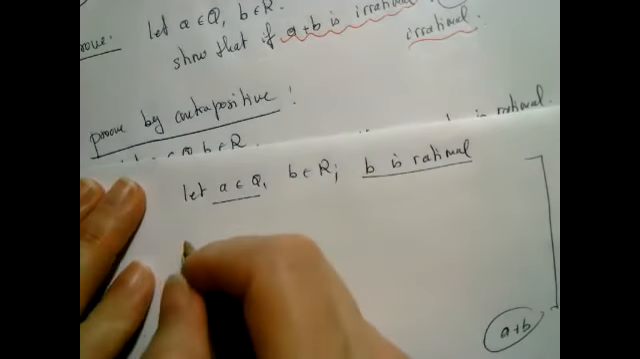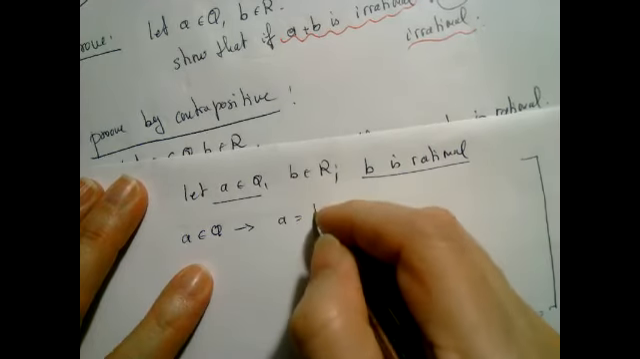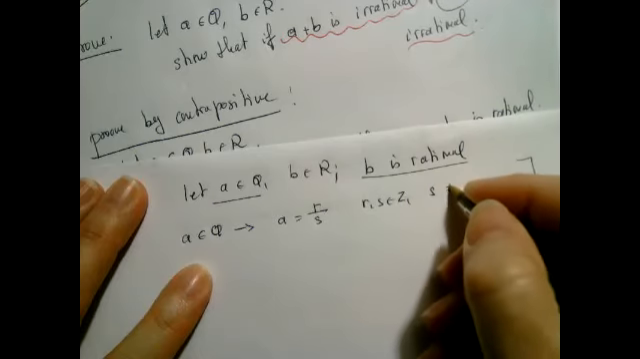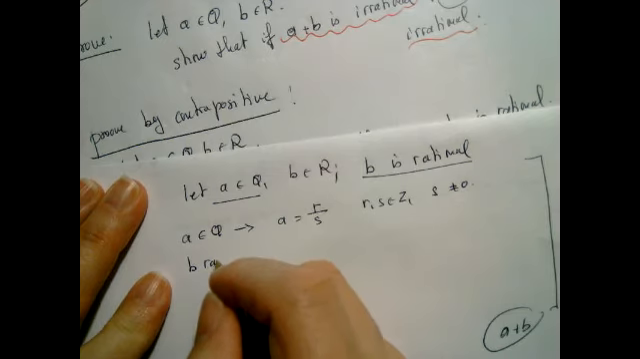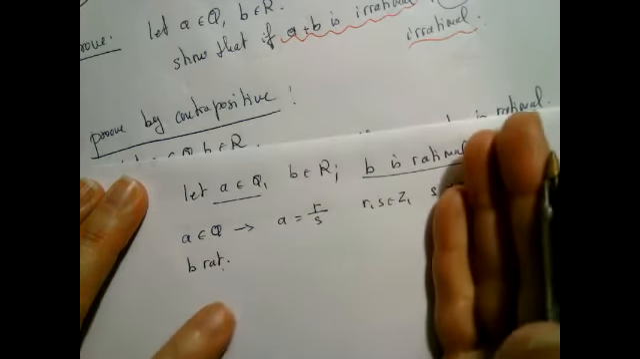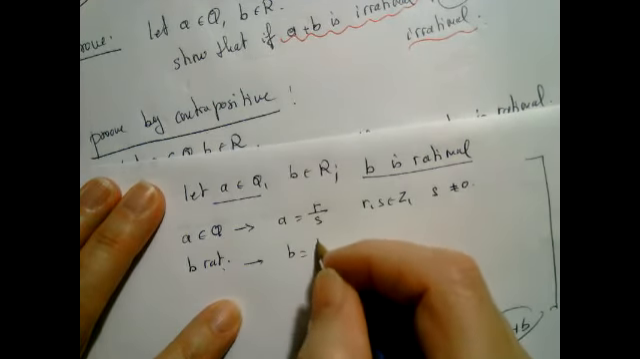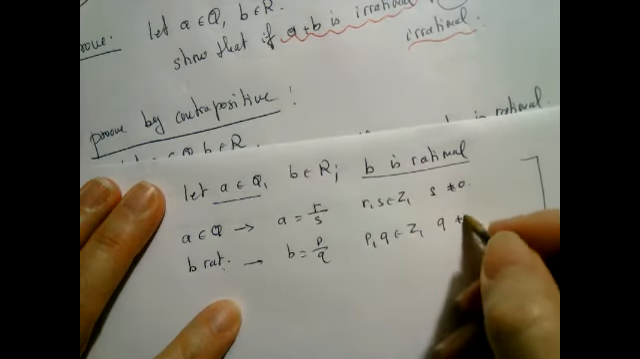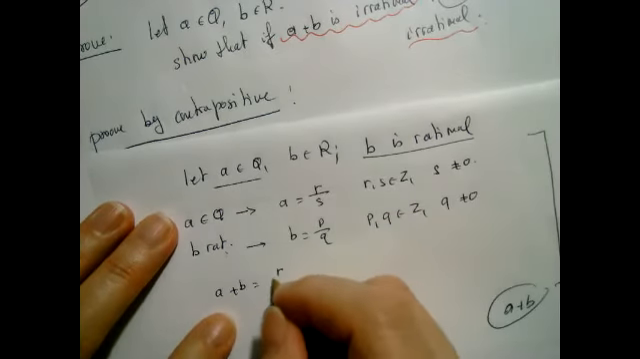Now I say, A is rational. A in Q, A is rational. It means A is R over S, R and S integers, S non-zero. B also is rational. Writing B rational or writing B belongs to Q is exactly the same thing, because that's really what Q is. It means again B is P over Q, P and Q in Z, Q non-zero. And now I'm looking at the sum. As we did last time, finding a common denominator and proceeding.